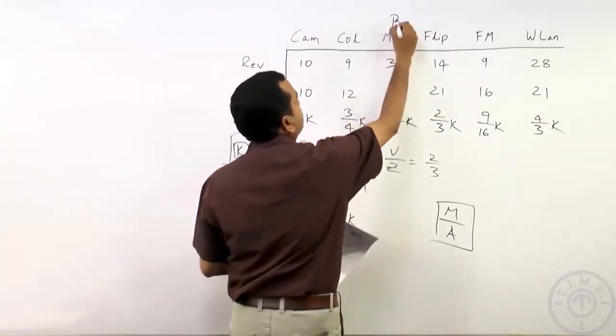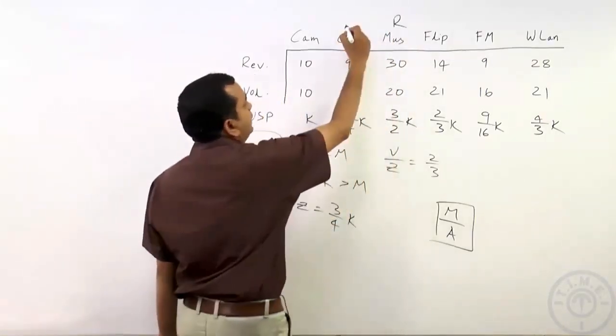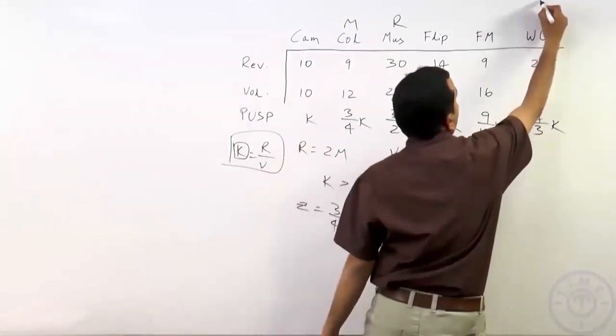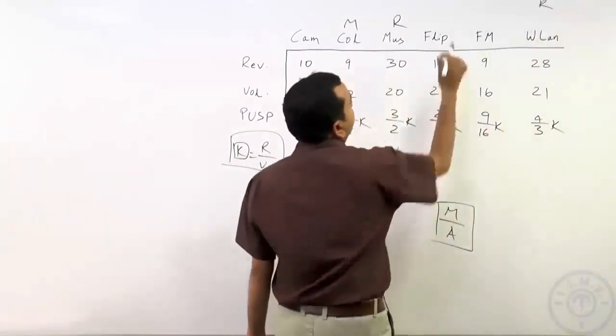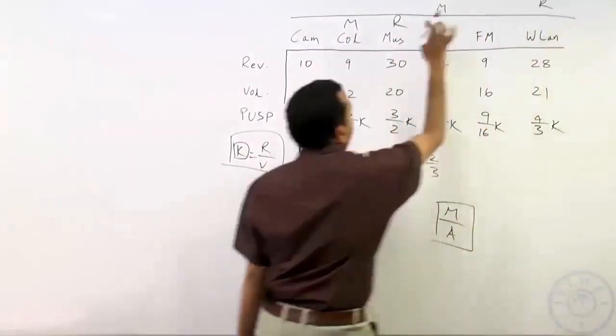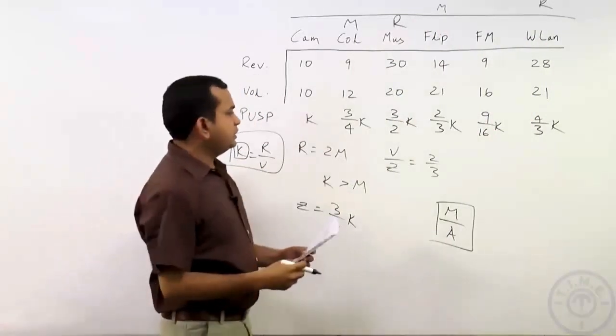So, let us write that this can be R and this can be M. Similarly, this is twice of this, so this can be R and this can be M. So, we have two cases here, case 1 there and case 2 below here. Now, let us look at the second statement.